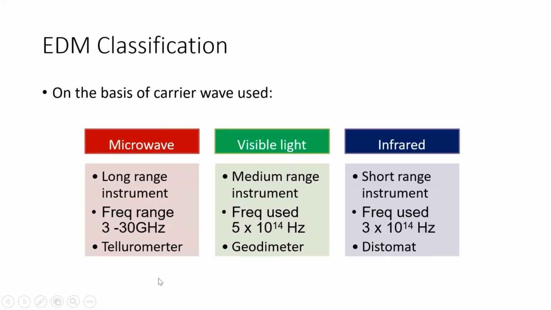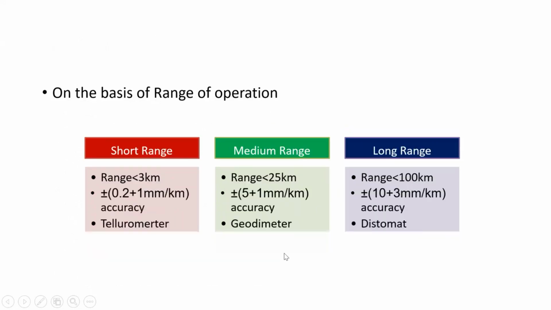The classification is based upon what type of wave is used: microwave, visible light or infrared. Most of the instruments use visible light, and are medium range instruments. On the basis of range, short range is less than 3 kilometers, medium range is up to 25 kilometers, and long range is up to 100 kilometers. In academic institutions, short range total stations are usually available.